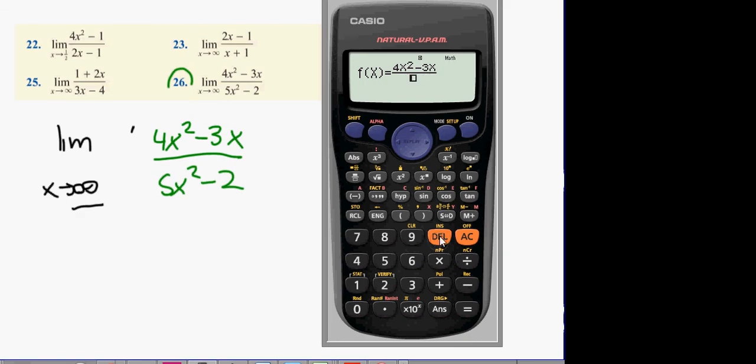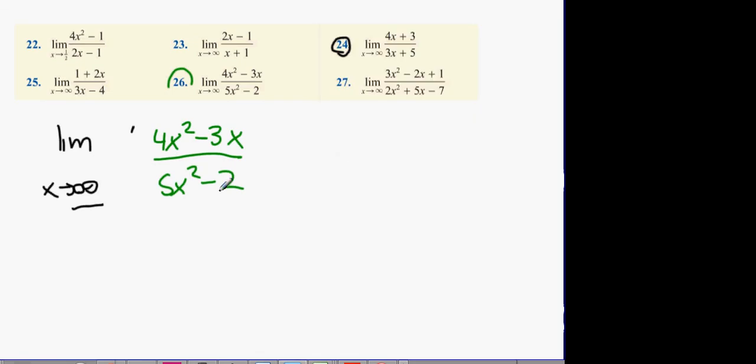So 5x squared minus 2. Now look what happens. Once again, start at 0, end at 10,000, go up in 2,000s. What can you see happen? It's at 0.79, 0.7999. Where do you think it's going to? It's going to get really close to 0.8, isn't it? And 0.8 is 4 over 5. So look what happens here.